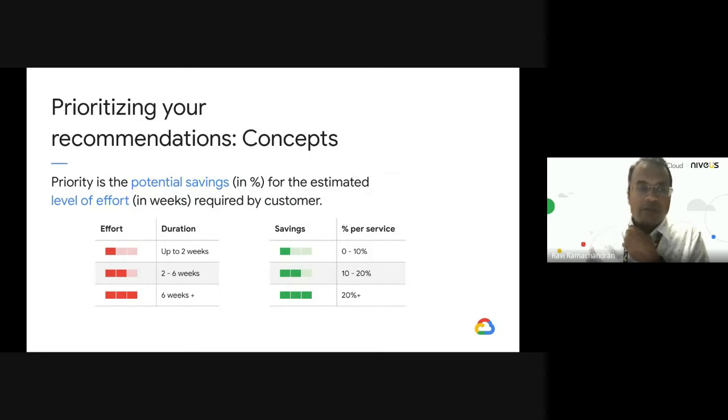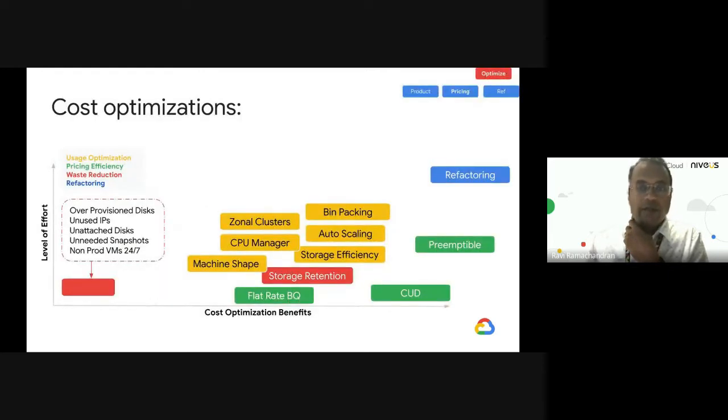The best practice is largely to put together the effort and the savings being shown. Let us say in this example, the second one, BigQuery optimization, takes 2 to 6 weeks, but at the same time gives you 10 to 20% savings. So the CIO may decide to go ahead with the second one first, and then go with the others, because of the straight benefit it shows in 6 weeks flat.